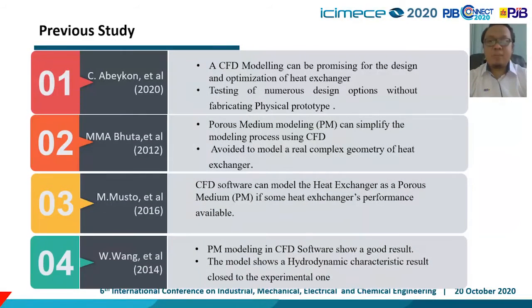There are many previous studies related to CFD modeling for heat exchangers. There are four that I reviewed. First is from Ibecon. He studied CFD modeling for the design and optimization of a heat exchanger, and he concluded that CFD modeling can be promising for the design and optimization of heat exchangers, and it allows testing of numerous design options without fabricating a physical prototype.